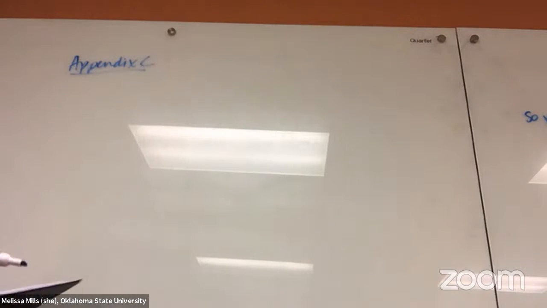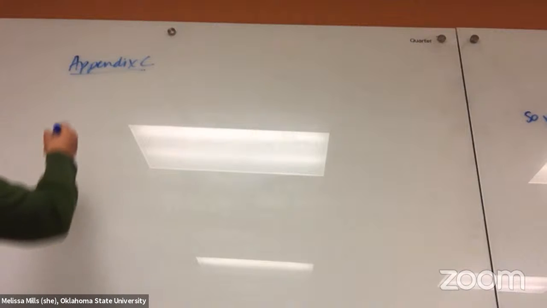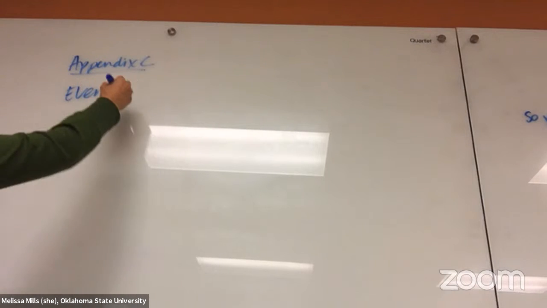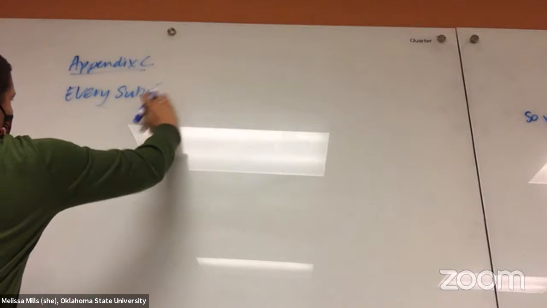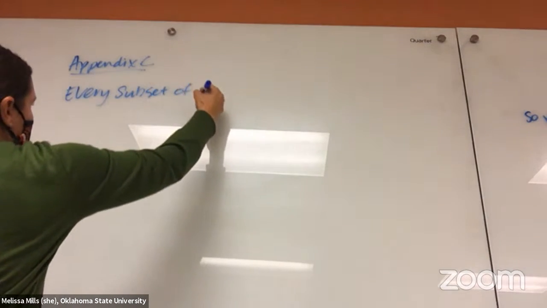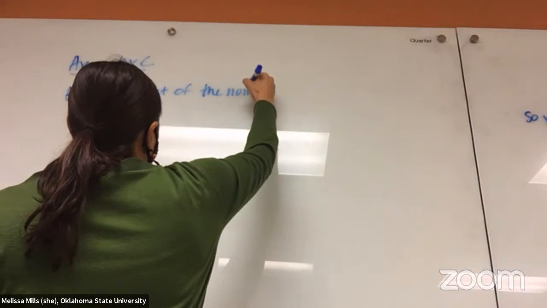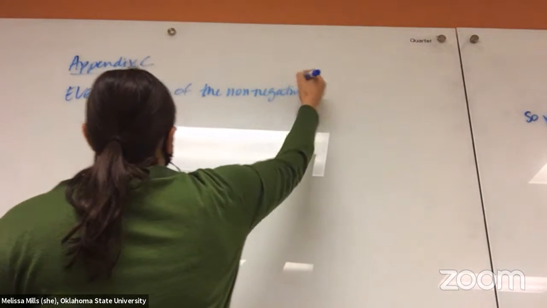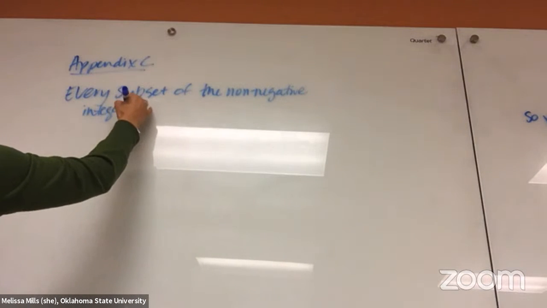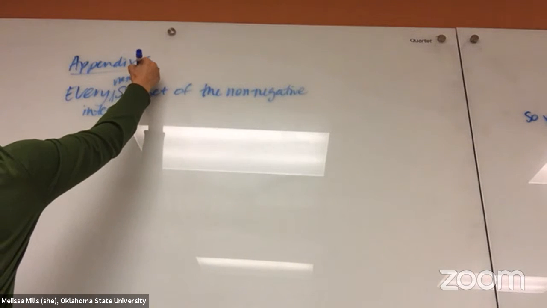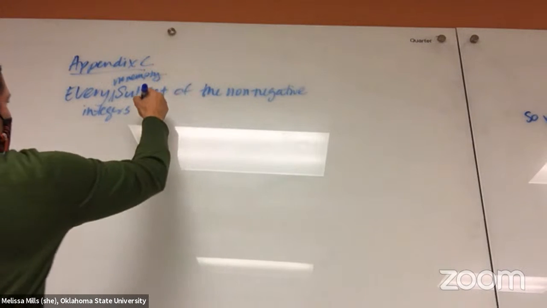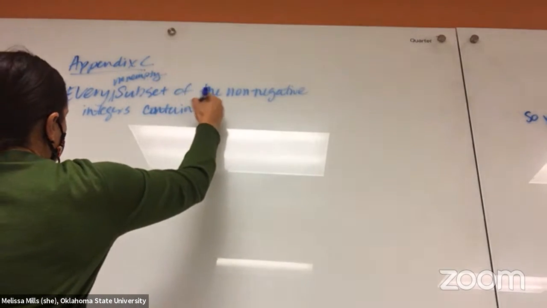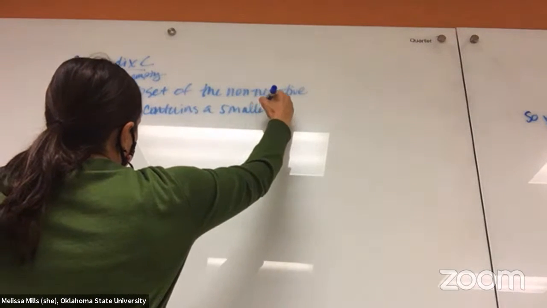Y'all should have this memorized. What's the well ordering axiom say? For every set of non-negative... Good, yeah. I'll say subset of non-negative integers. Oh wait, I forgot non-empty. Contains a smallest element.